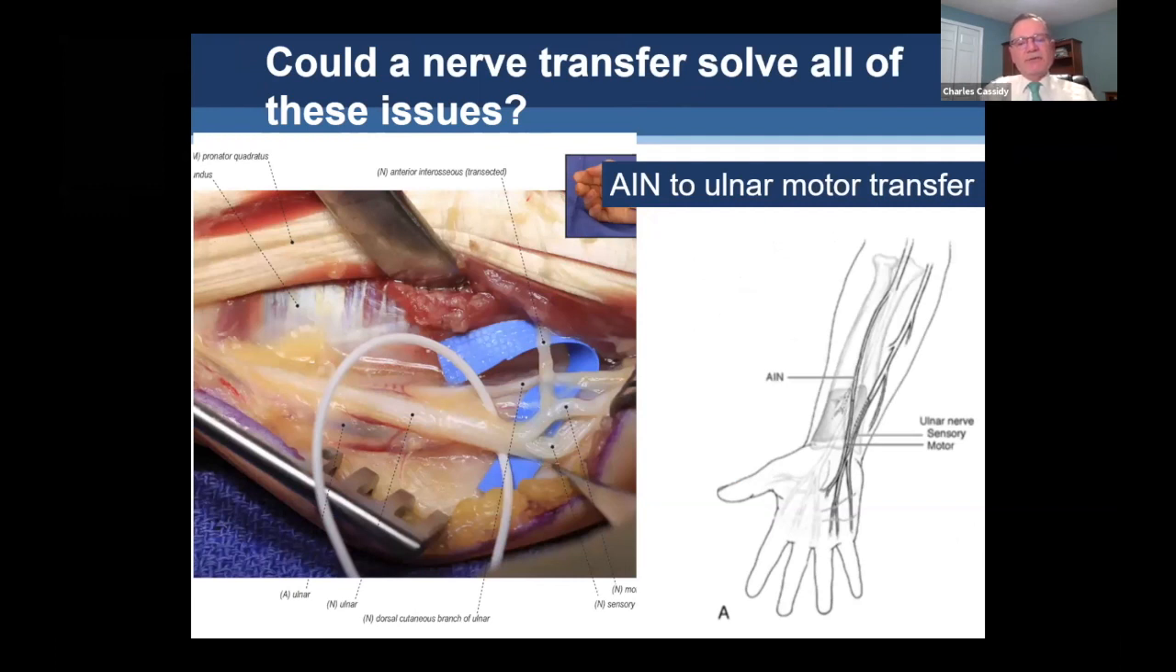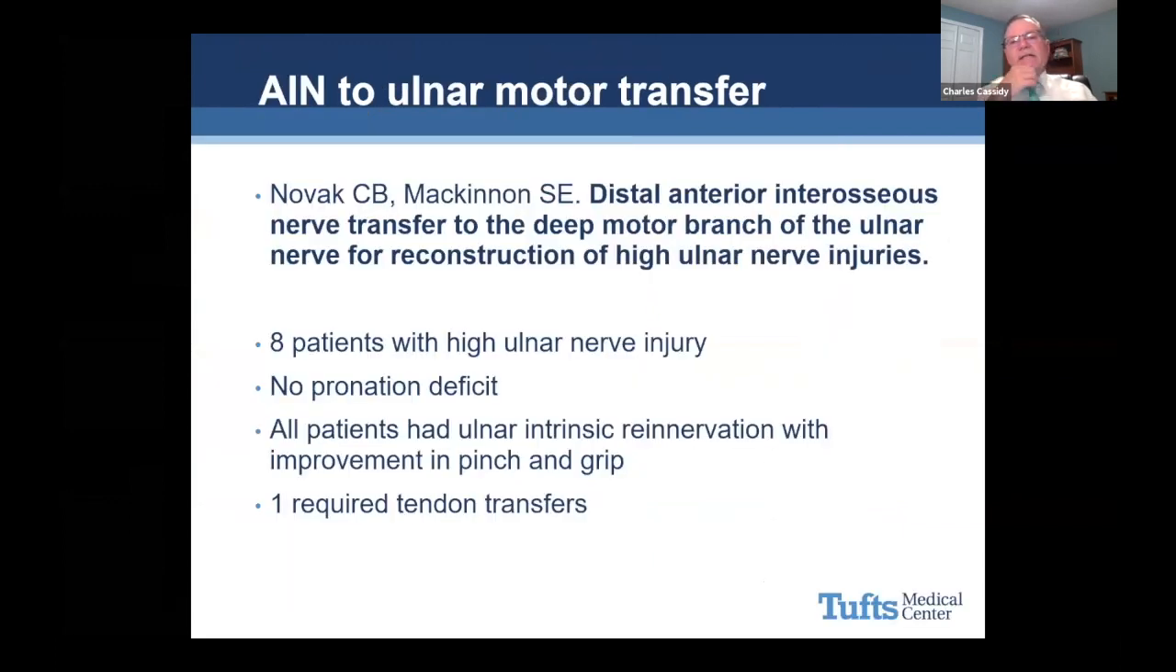Because these are not great transfers, unlike the radial nerve transfers. So this is the AIN to ulnar motor transfer. There's not a lot of data. It's primarily from Susan McKinnon, and I would say their clawing is improved. They're not going to get independent digital abduction, adduction, but it can work, especially in younger patients.